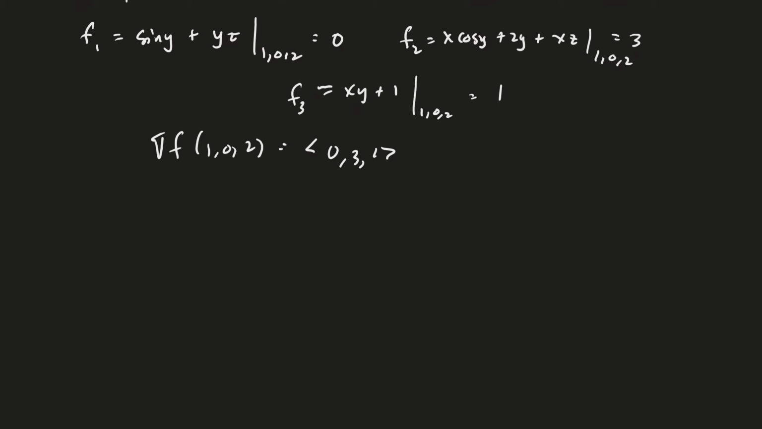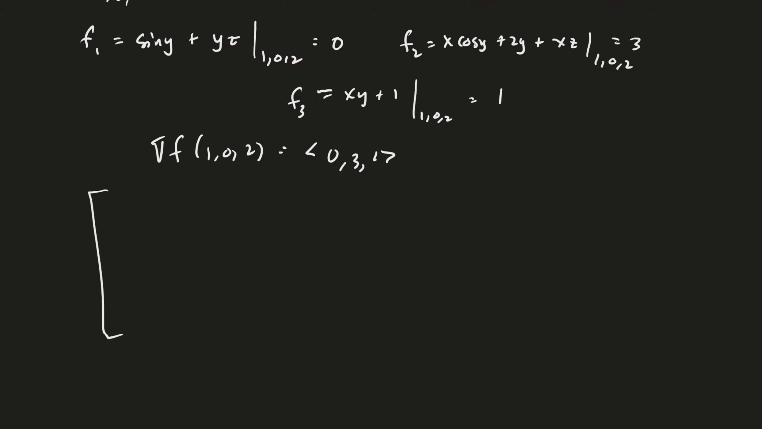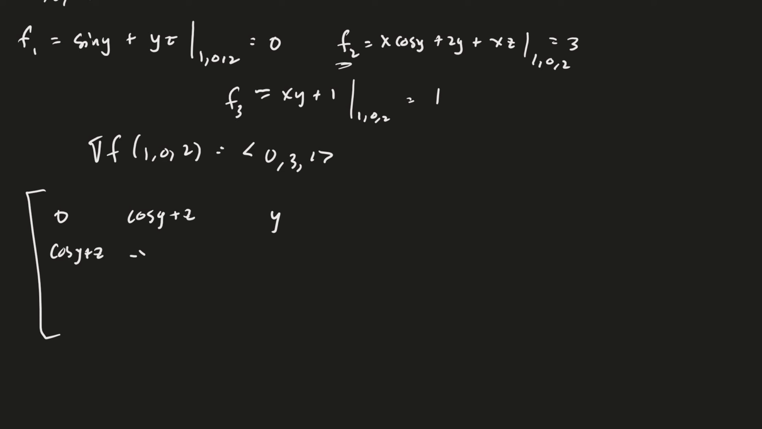So we have our f1, f2, and f3 there. Right, so what's f11? Looks like f11 is 0, right? What's f12? It'll be cosine y plus z. And f13 would just be your y, right? f21 would be cosine of y plus z. Notice we're symmetric, right? And then the derivative with respect to y would be minus x sine y plus 2z.